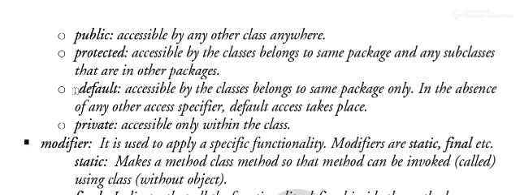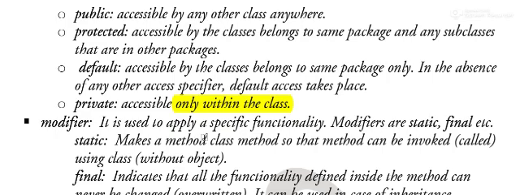Default: we do not need to write default like public or protected. It is accessible by the classes belonging to the same package only. In the absence of any other access specifier, default access takes place. Private is the most secure access specifier. It is accessible only within the class.